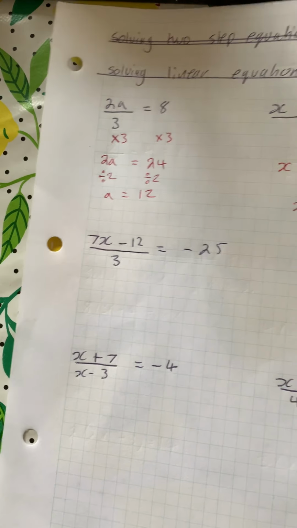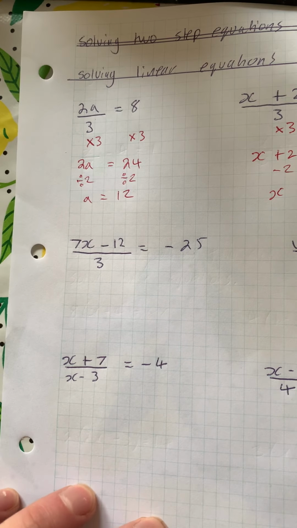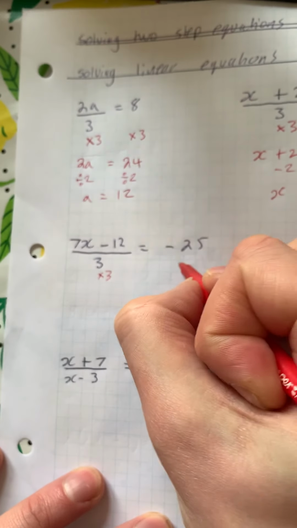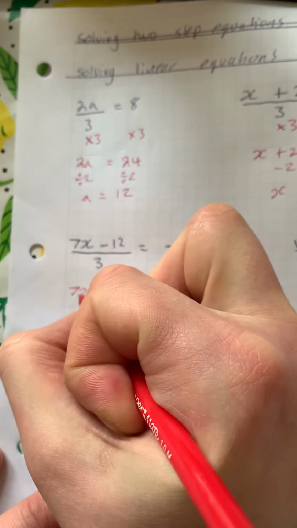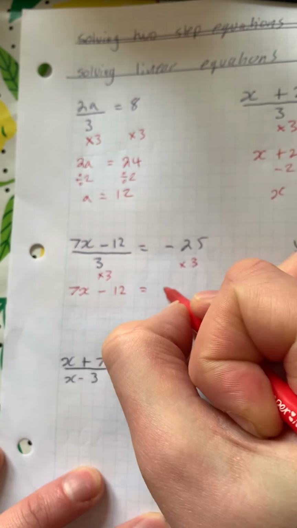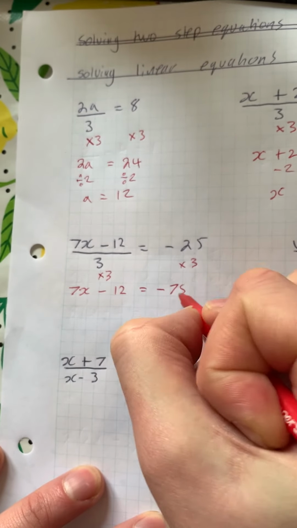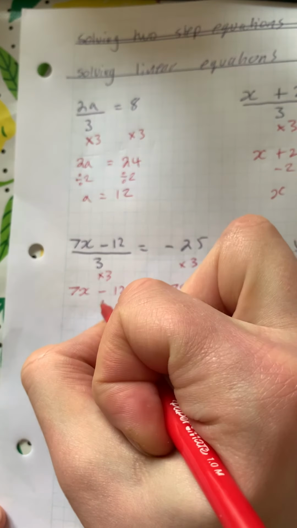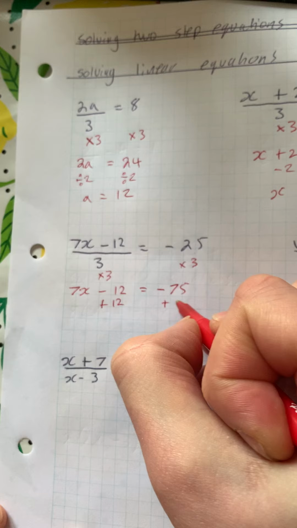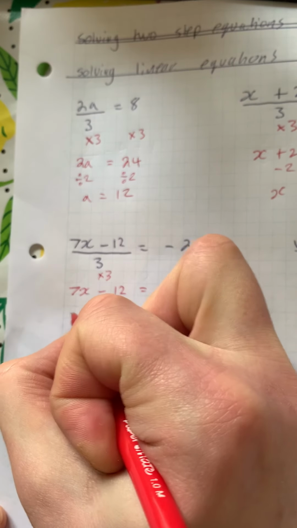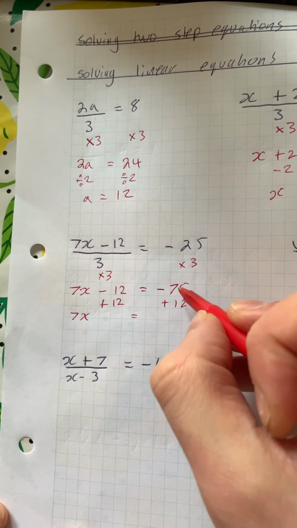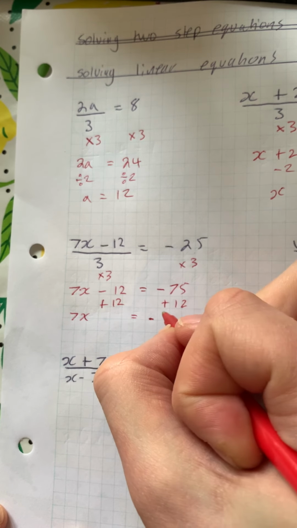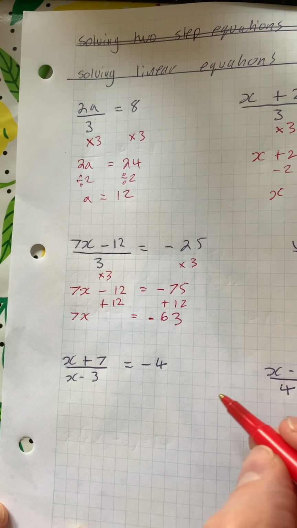This one here, a few more steps, but the same principles as we've seen before. We times both sides by 3, which gives 7x minus 12 is equal to minus 75. We then need to get rid of that minus 12 and we add 12 to both sides. So we're going to have 7x is equal to minus 75, add 12 is minus 63.